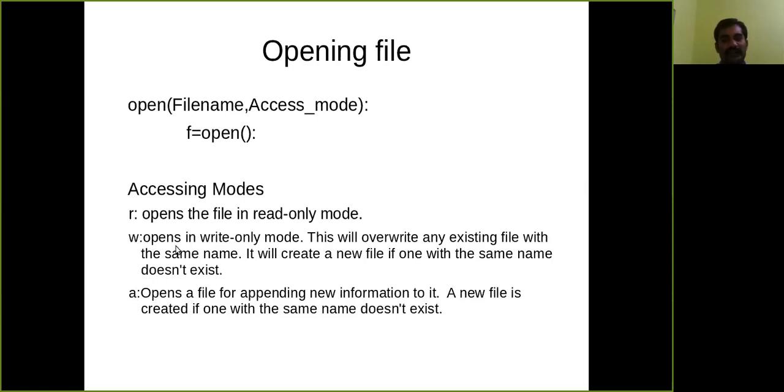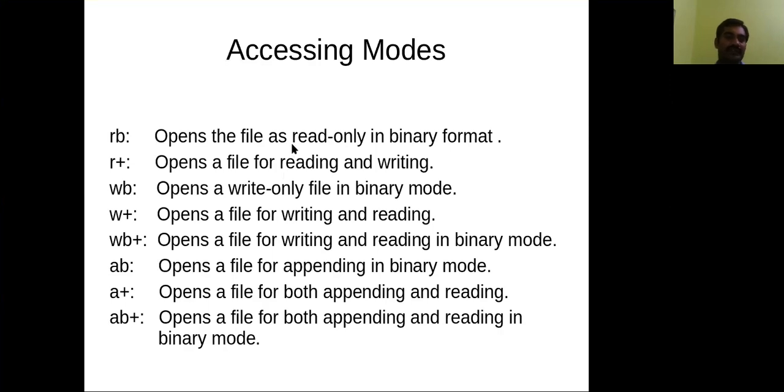If you use w, it will write, but if you open the same file again in w mode and write something in it, that will erase the previous data. Got it? If you use a, it will not erase the previous data, it will append at the end of the previous data. Most of the time a is used if you are using the same file, so appending is preferable. There are other modes which are also used.